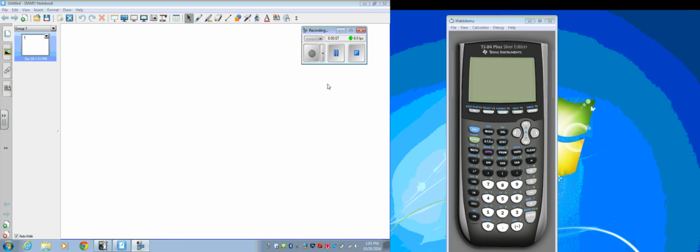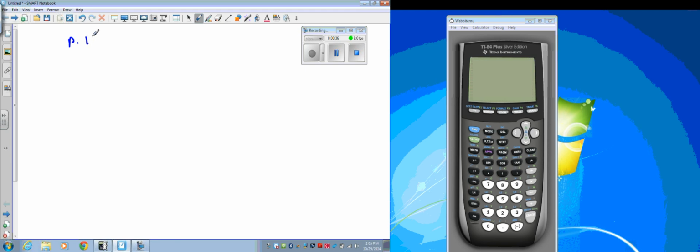So let's do something like 42. And then we'll graph it. I'll just graph it over a single interval. So on page 166, 42, we get y equals 3 cosine 4x plus pi.